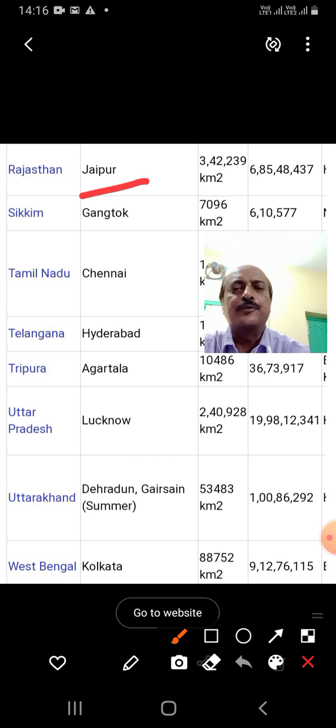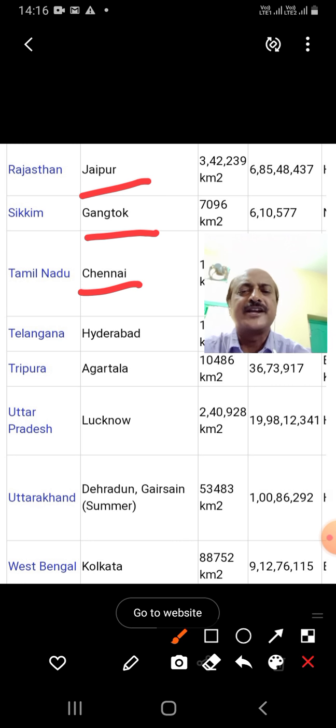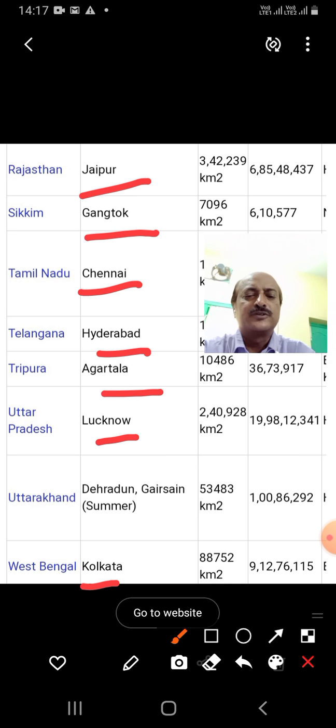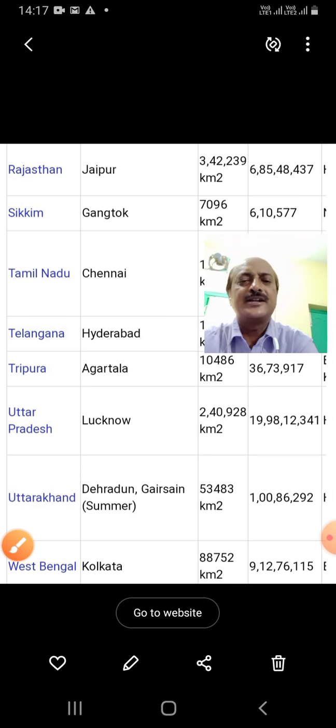Rajasthan, Jaipur. Sikkim, Gangtok. Tamil Nadu, Chennai. Telangana, Hyderabad. So before, had you heard this name, Telangana? This is the newest state that was formed in 2014. Tripura, Agartala. Uttar Pradesh, Lucknow. Uttarakhand, Dehradun. West Bengal, Kolkata. So 28 states and their capitals.